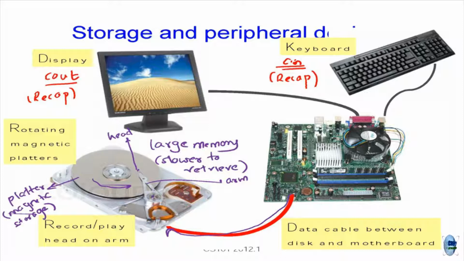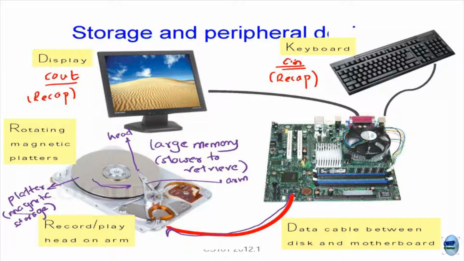What you see in the hard disk is a platter, a disk. This is an arm which has a magnetic head. The platter itself also has a magnetic coating. It's basically magnetic storage. The entire storage is magnetic.